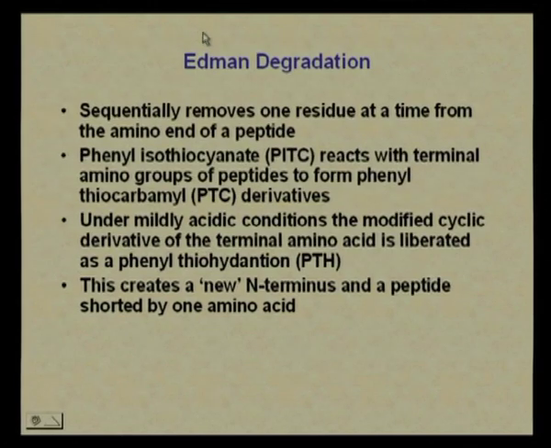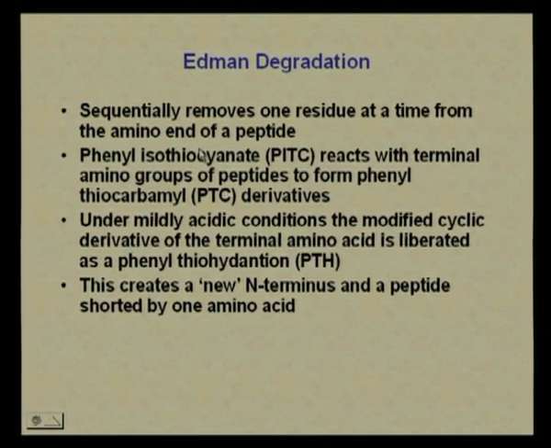So, we do what is called degradation. Okay? This degradation is a chemical method that you can use to chop it up. What we studied for chymotrypsin was an enzymatic mechanism, right? An enzymatic mechanism where we have a breakup. In Edman degradation, what it does, it sequentially keeps on removing one residue at a time from the amino end of a peptide. So, what does that tell us?